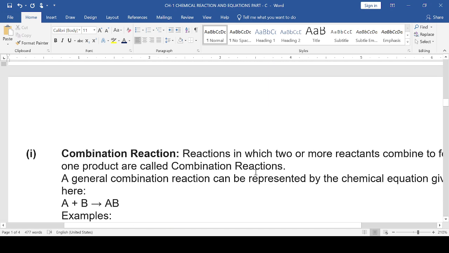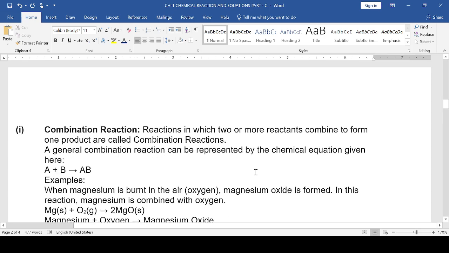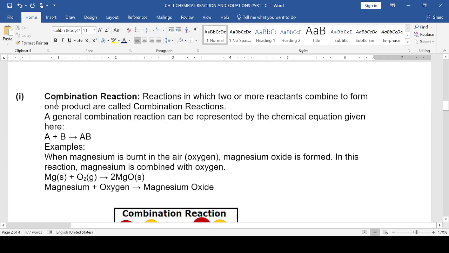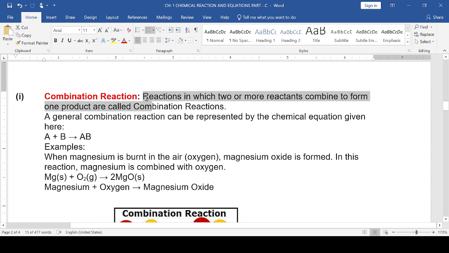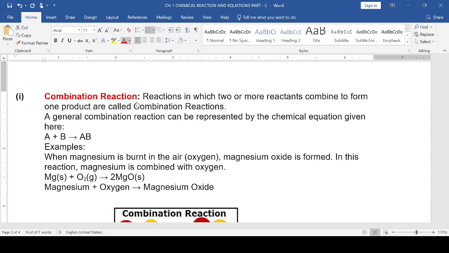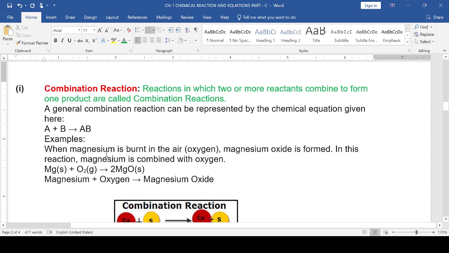So the first one will be your combination reaction. What is this combination reaction? A reaction in which two or more reactants combine to form one product. They combine together to form one product. We call it a combination reaction. Generally we write in the format A plus B gives rise to AB.